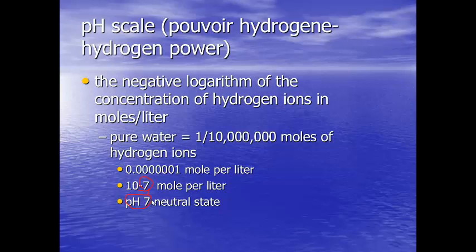So if you have a pH of 7, you're going to have 10 to the negative 7 moles of hydrogen ions, and you're also going to have 10 to the negative 7 moles of hydroxide ions, because they're equal in a neutral substance. So if you take the amount of hydrogen ions and you add the amount of hydroxide ions, together they always add up to 10 to the negative 14.